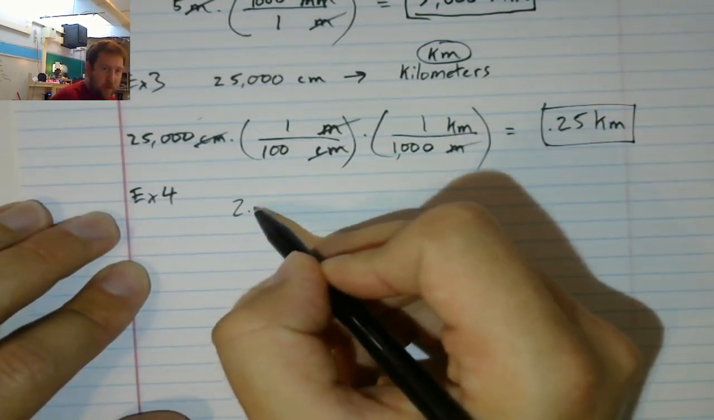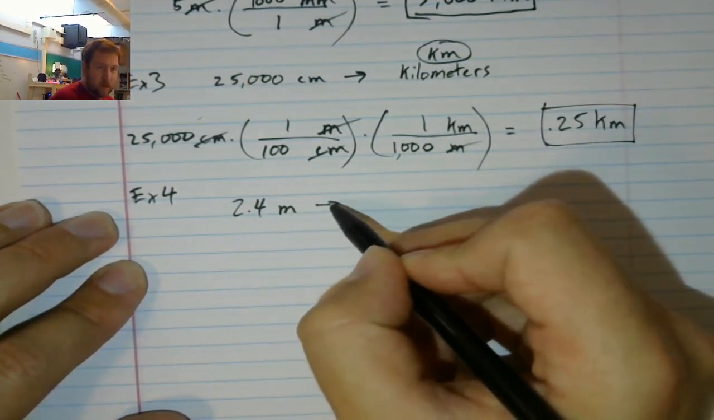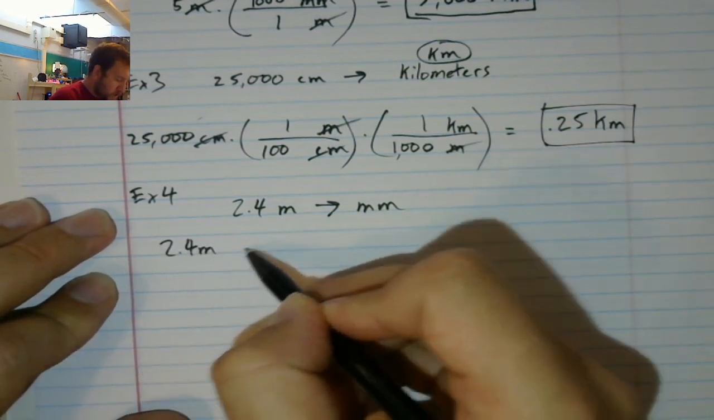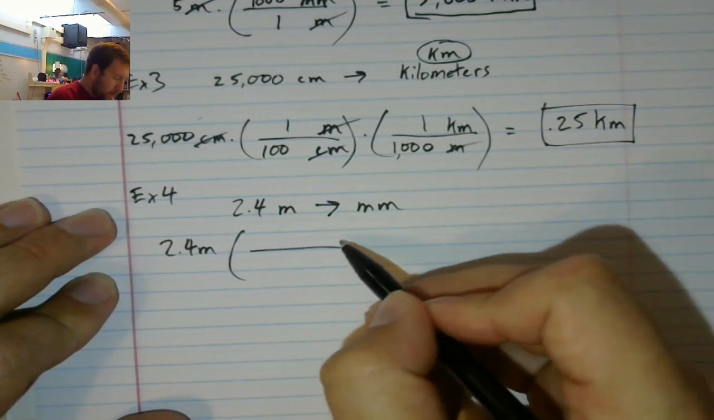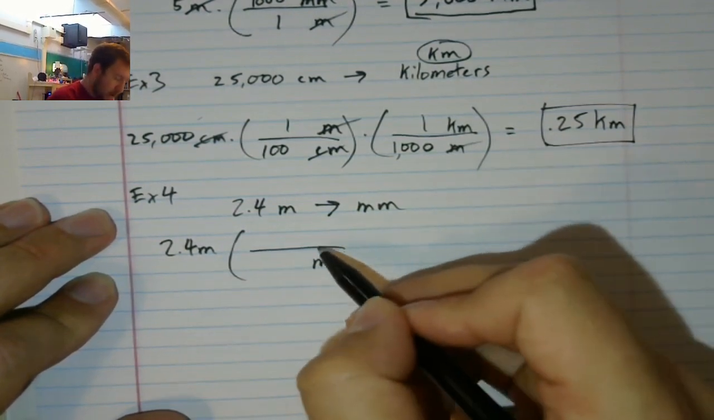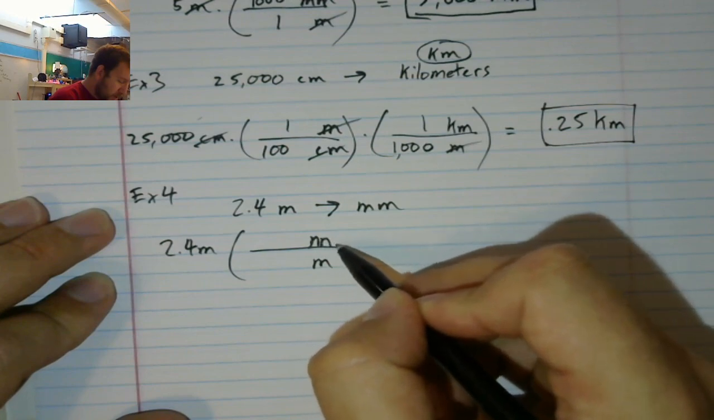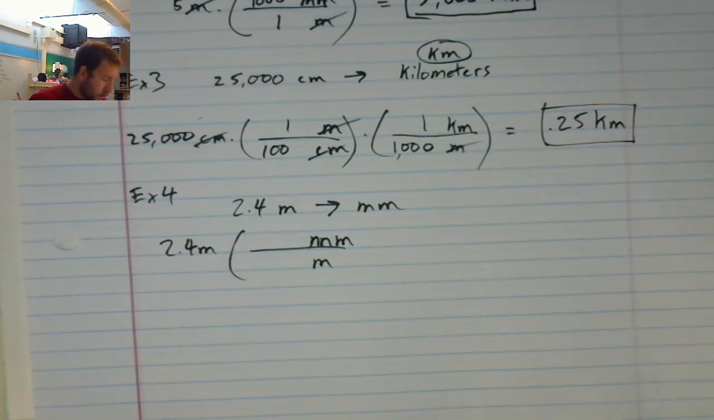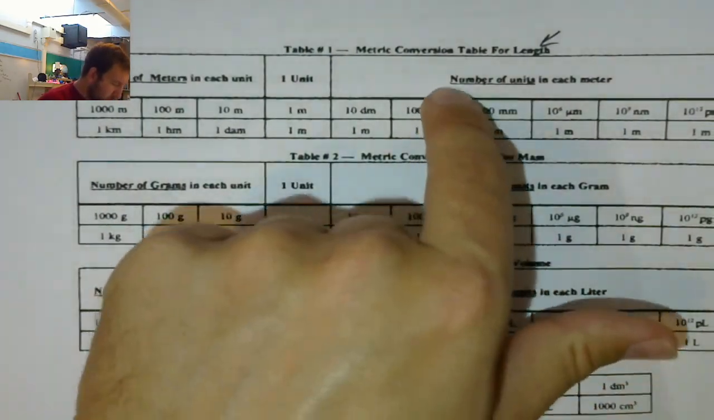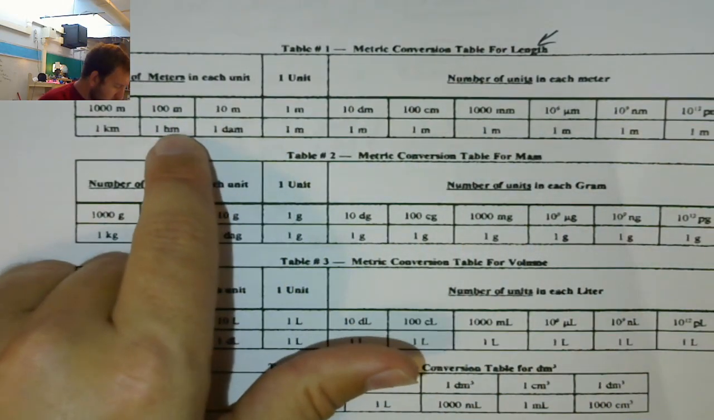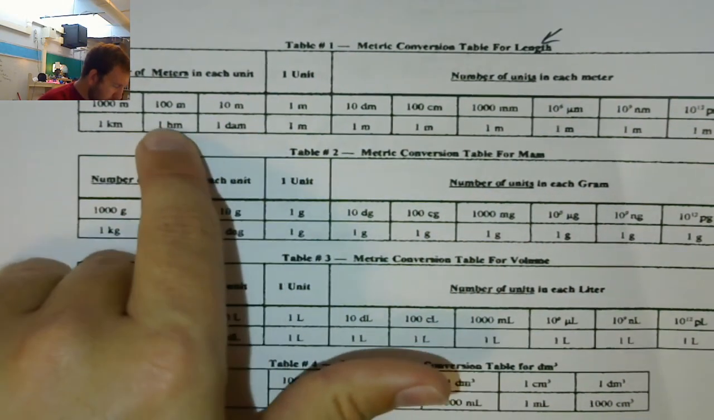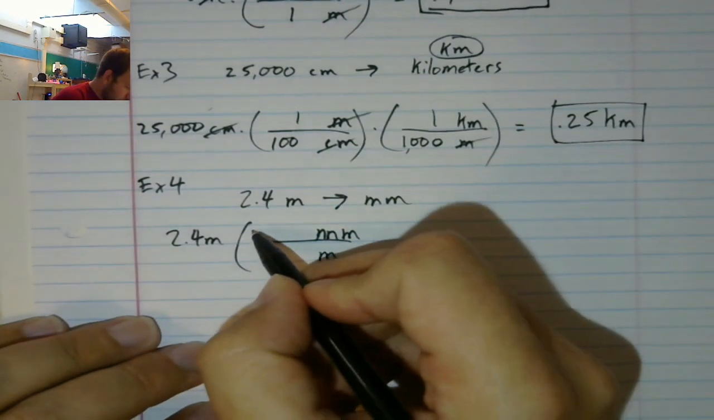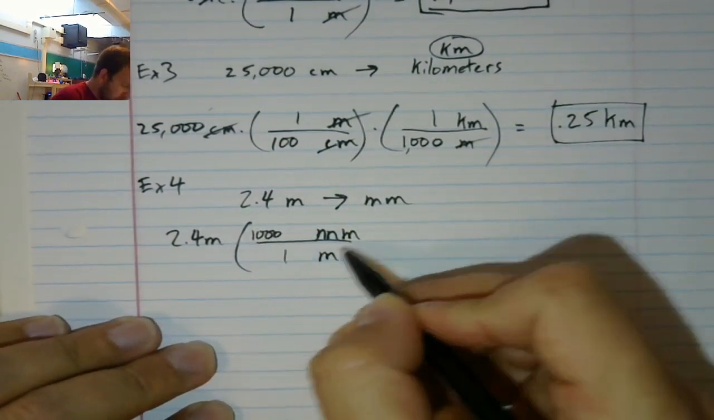So we're going to go 2.4 meters to millimeters. Okay, I'm going to start off with 2.4 meters, and I'm going to put my meters on the bottom because I'm trying to cancel them out. And the question I need to ask myself, oops, that's a terrible M. Don't judge me. Is how many millimeters are in a meter? Units of length. How many millimeters are in a meter? Wait, that's weird. That's not what I want. 1,000 millimeters are in a meter.